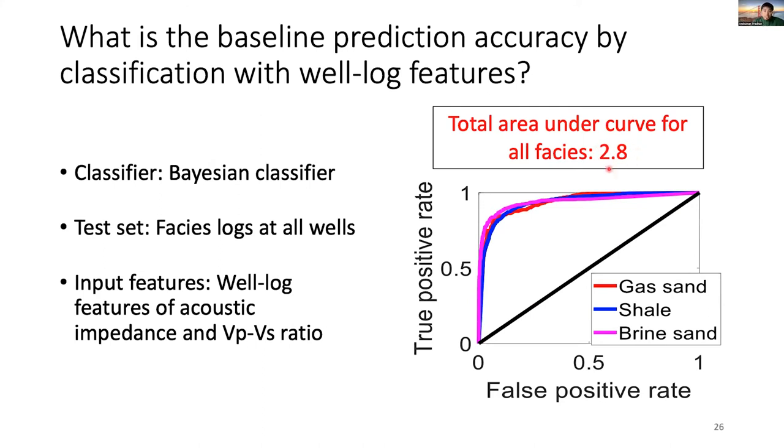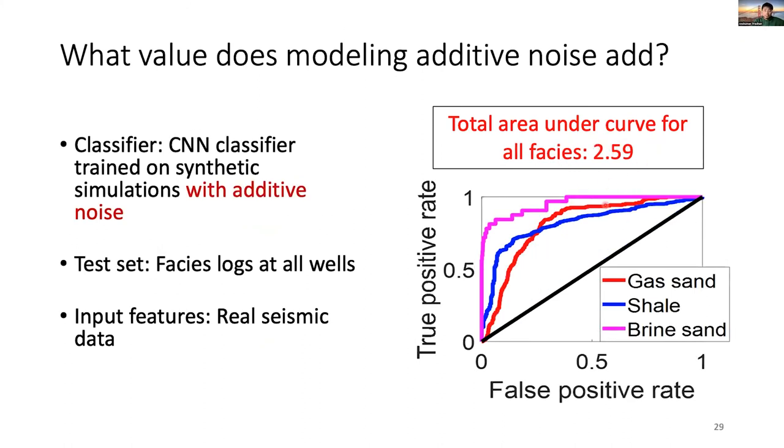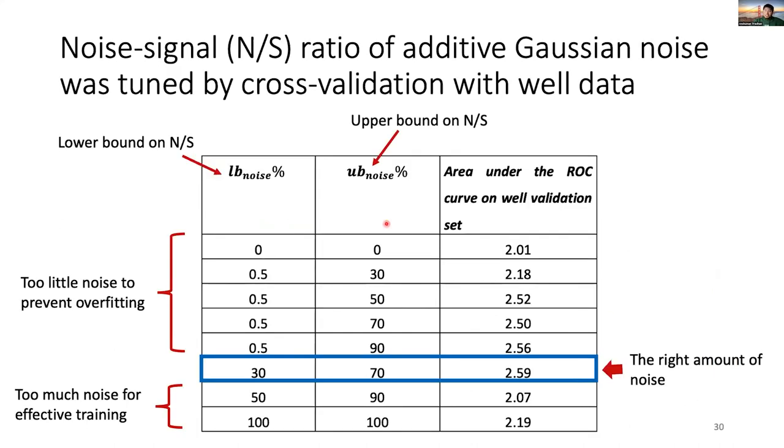Now, given the limited resolution of the seismic data, this is a pretty good prediction accuracy that we get. But the key point was this modeling of additive noise. Now, obviously, the real data noise to signal ratio is unknown. So how would you determine this noise to signal ratio?